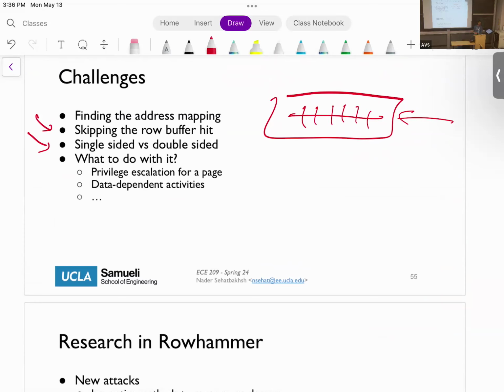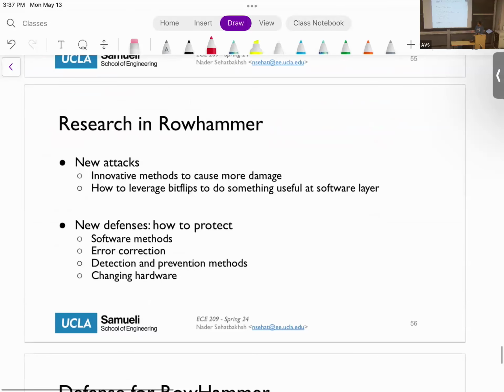And there are lots of papers that show, for example, that we can do things such as privilege escalation, right? If there's one bit that decides whether you're root or user, if I can flip that bit, then boom, I've now become a privileged user of that system. So there's tons of work that shows that if you flip the right bits, you can do very powerful things with it. The research in Rowhammer, of course, is now kind of twofold.